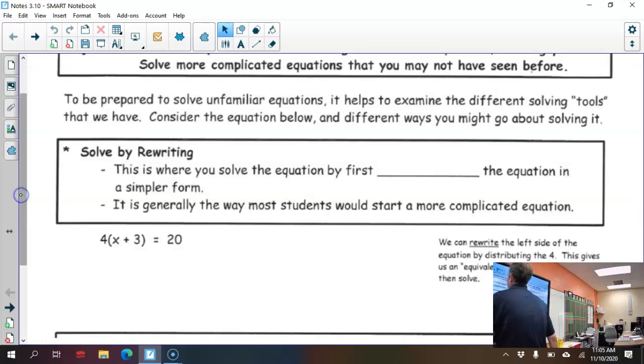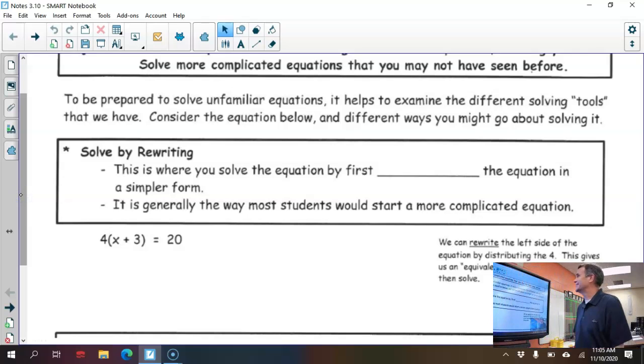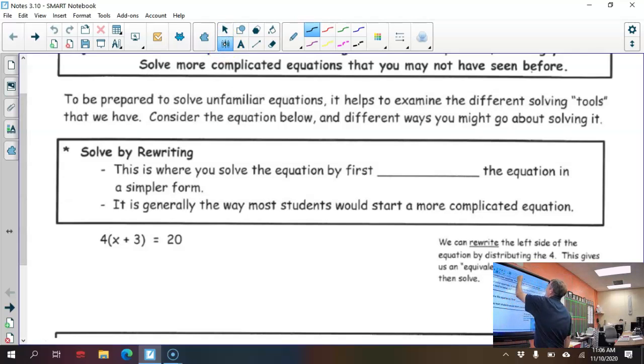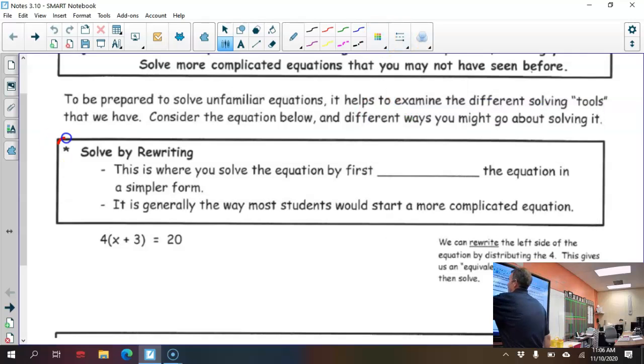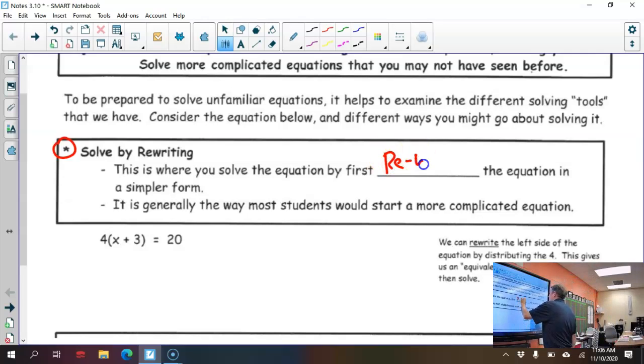All right, so there are actually 3 different ways to solve an equation, and we're going to know them by name. You will need their names on your homework. The first one is called solving by rewriting. This is where you solve the equation by first rewriting the equation in a simpler form.